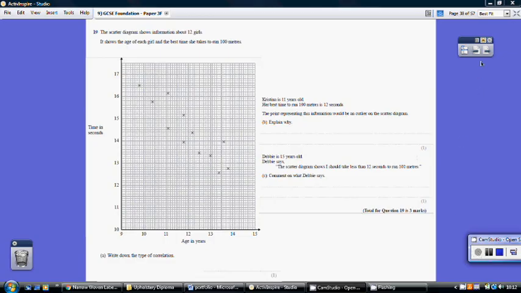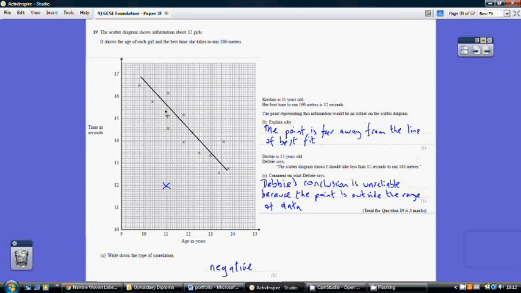Question 19. Now this type of correlation where we've got a downward trend is called negative correlation. Now Christina is 11 years old. Her best time for running 100 meters is 12 seconds, so she would be over here. Well, why is this an outlier? Well, it's because it's just so far away from the general trend. The general trend is up here, so you can say something like it's just a long way off the general trend, or you could say it's far away from the line of best fit.